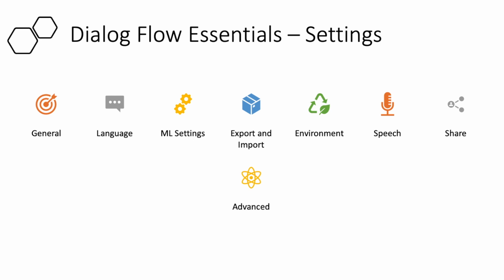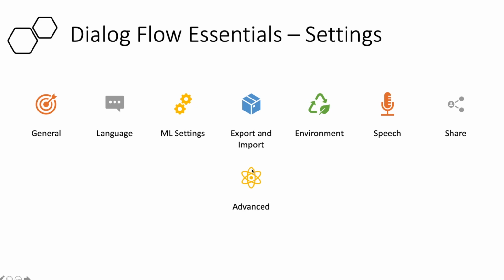Now we will explore the setting options available for an agent. It has near about 8 options that are available for an agent. We will be discussing each and every one in detail. The first one we will discuss is general.